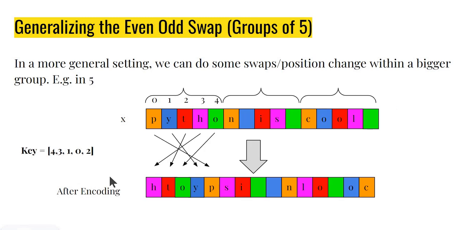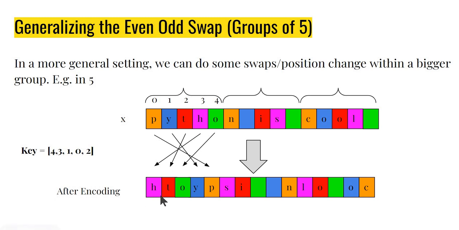We can take one more example. Let's say we take groups of 5. So again, we have 0, 1, 2, 3, 4. And here my key is 43102, which means the letter at position 0 inside this group goes to position 4, which means P, for example, comes to the very end. Letter at position 1 goes to 3. So notice, goes to 3. And remember, the counting is from 0, 1, 2, 3, 4. The letter at 2 goes to 1. Letter at 3 goes to 0. So that's why H comes in the beginning. And letter at 4 goes to 2. So which means that this O goes to 2.